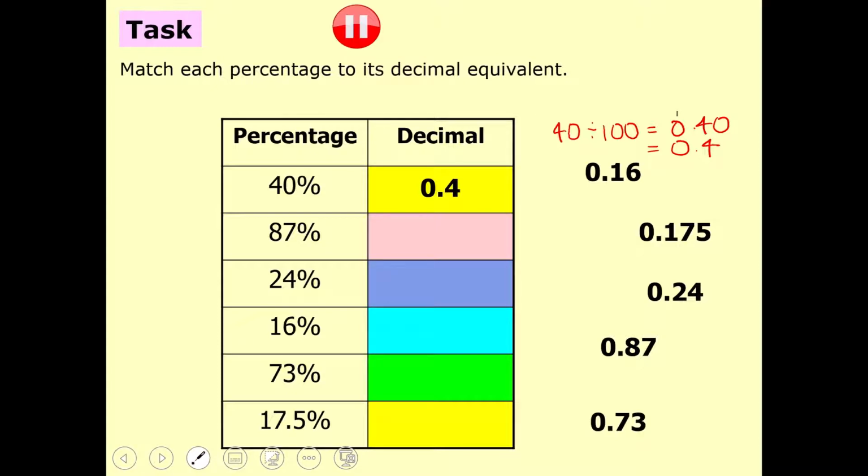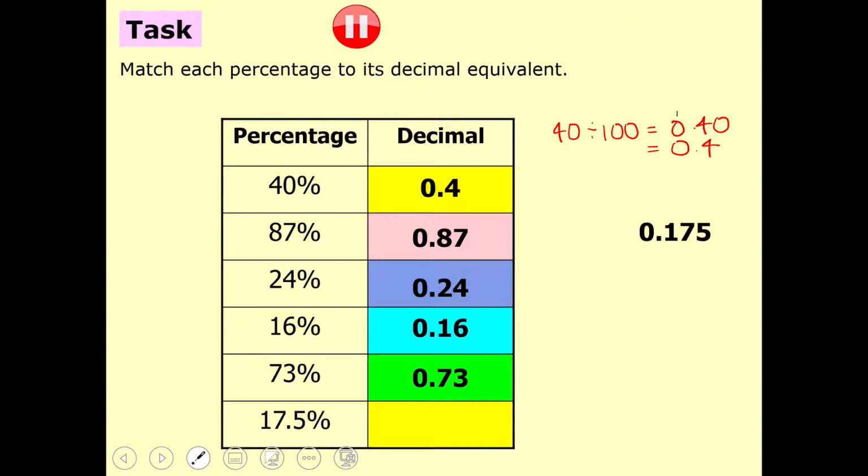Okay, next one, 87% as decimal, 0.87, 24%, 0.24, 16%, 0.16, 73%, 0.73, and last one, we have a decimal percentage, 17.5%. We're still going to divide that by 100 to get 0.175. So excellent work if you got all of them correct. So we have looked at changing a percentage to a decimal. We're now going to convert a percentage to a fraction.